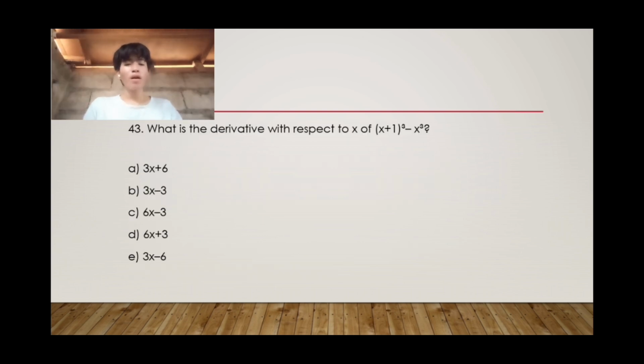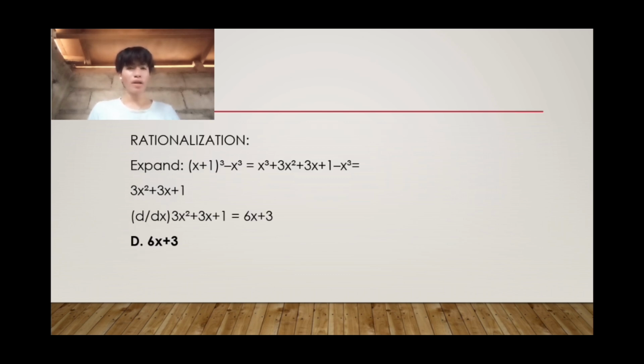Next number. What is the derivative with respect to x of quantity x plus 1 cubed minus x cubed? So the first thing to do is let's expand the quantity x plus 1 cubed. So our answer for this will be x cubed plus 3x squared plus 3x plus 1, and then copy minus x cubed. Combining like terms, our answer will be 3x squared plus 3x plus 1. So the derivative of 3x squared plus 3x plus 1 will be 6x plus 3. So our answer for this number will be 6x plus 3, letter D.